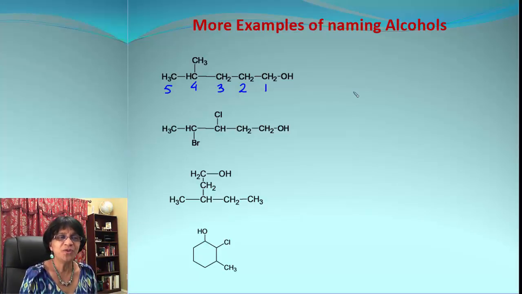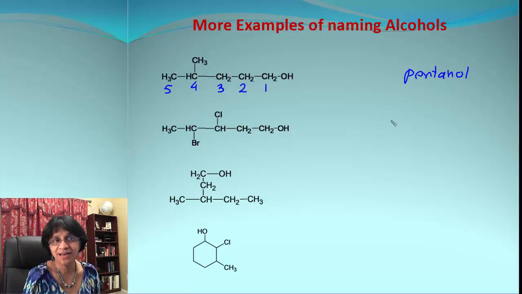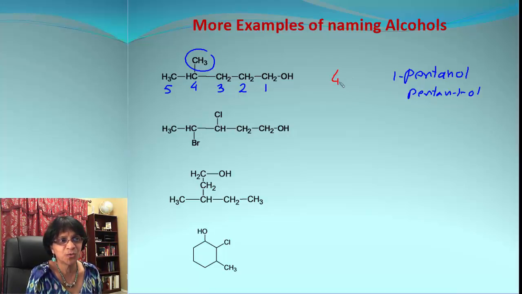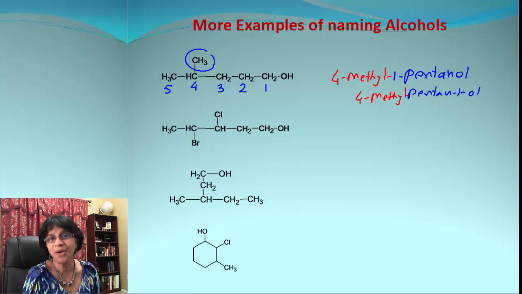So what do we have? We got a chain of 5 carbon atoms. That means this is pentane, and then I'm going to get the alcohol, so it is pentanol. And you can put that as 1-pentanol or pentan-1-ol. We got that methyl group there. So we are going to add that methyl group, 4-methyl-1-pentanol. Or we can also add it to this, 4-methylpentan-1-ol.